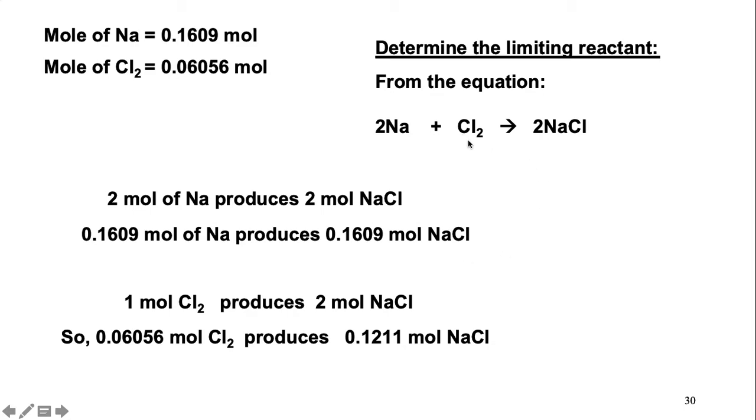Compare with this reactant, 1 mole of chlorine produces 2 mole of sodium chloride. So when you have the actual number of mole of chlorine, 0.06056 mole, it produces 0.1211 mole of sodium chloride. So you have to compare the number of mole of the product. These two numbers of mole of the product, which one is lower? This one is lower, so the limiting reactant is chlorine.